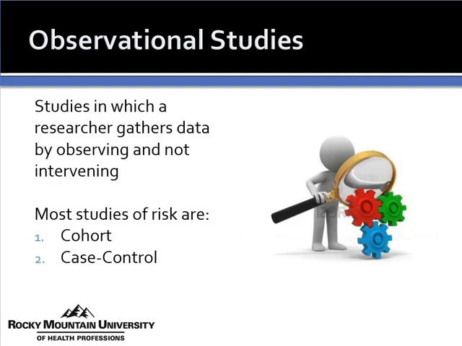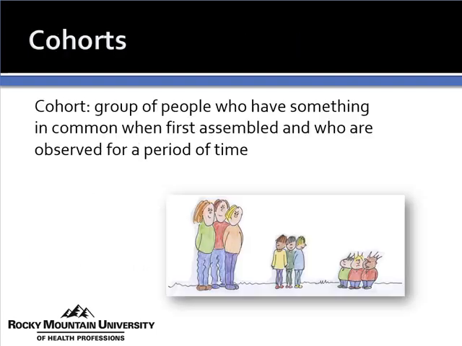So, we talked previously about observational studies. That's what we're talking about in this lecture. Observational studies are ones in which a researcher gathers data by observing and not intervening. Most studies of risk are cohort studies or case control studies. A cohort is a group of people who have something in common when they are first assembled and who are observed for a period of time.